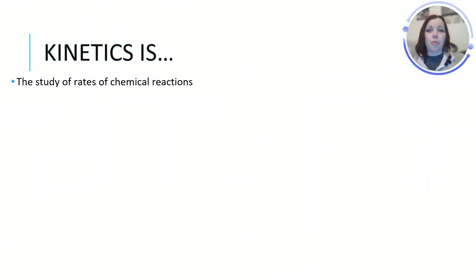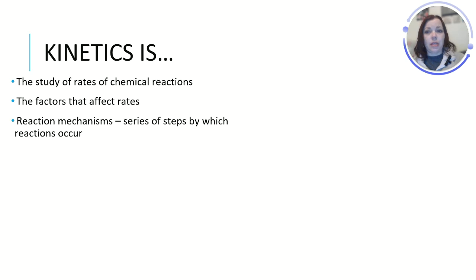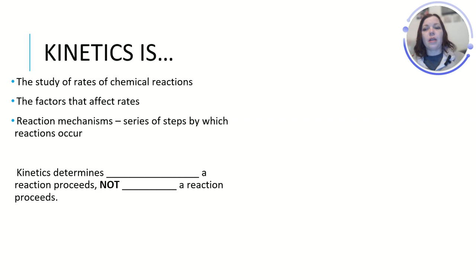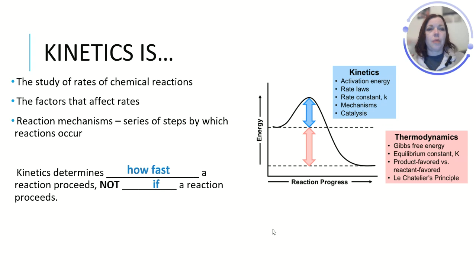So first of all, let's talk about what kinetics is. Kinetics is the study of rates of chemical reactions, the factors that affect rates, and reaction mechanisms, which is a series of steps by which reactions occur. Essentially all of kinetics is talking about these three topics. Kinetics determines how fast a reaction proceeds, not if a reaction proceeds. The if a reaction proceeds will be our next unit, which is Unit 6, thermodynamics.